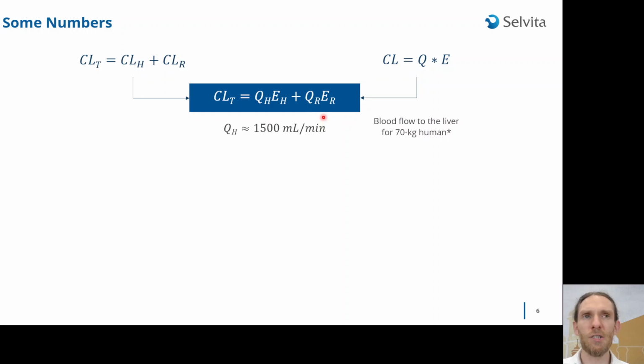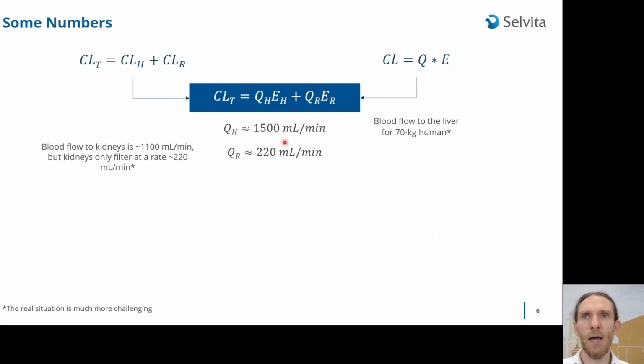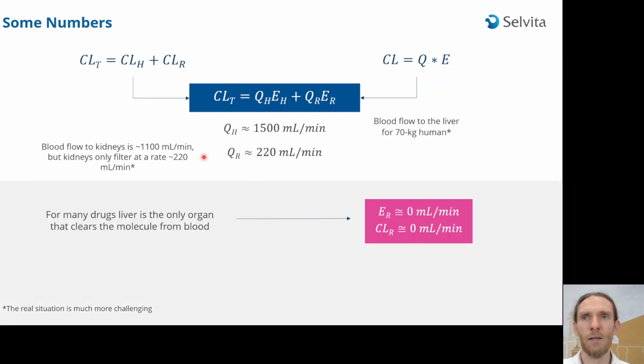For the average 70 kilo human, the hepatic blood flow is more or less 1.5 liters per minute. And for the kidneys, the blood flow is 1,100 milliliters per minute. However, kidneys only filter at a rate of 220 milliliters per minute. Those values are, of course, approximations. The real situation is much more challenging, but for the purpose of the presentation, they are very much sufficient.